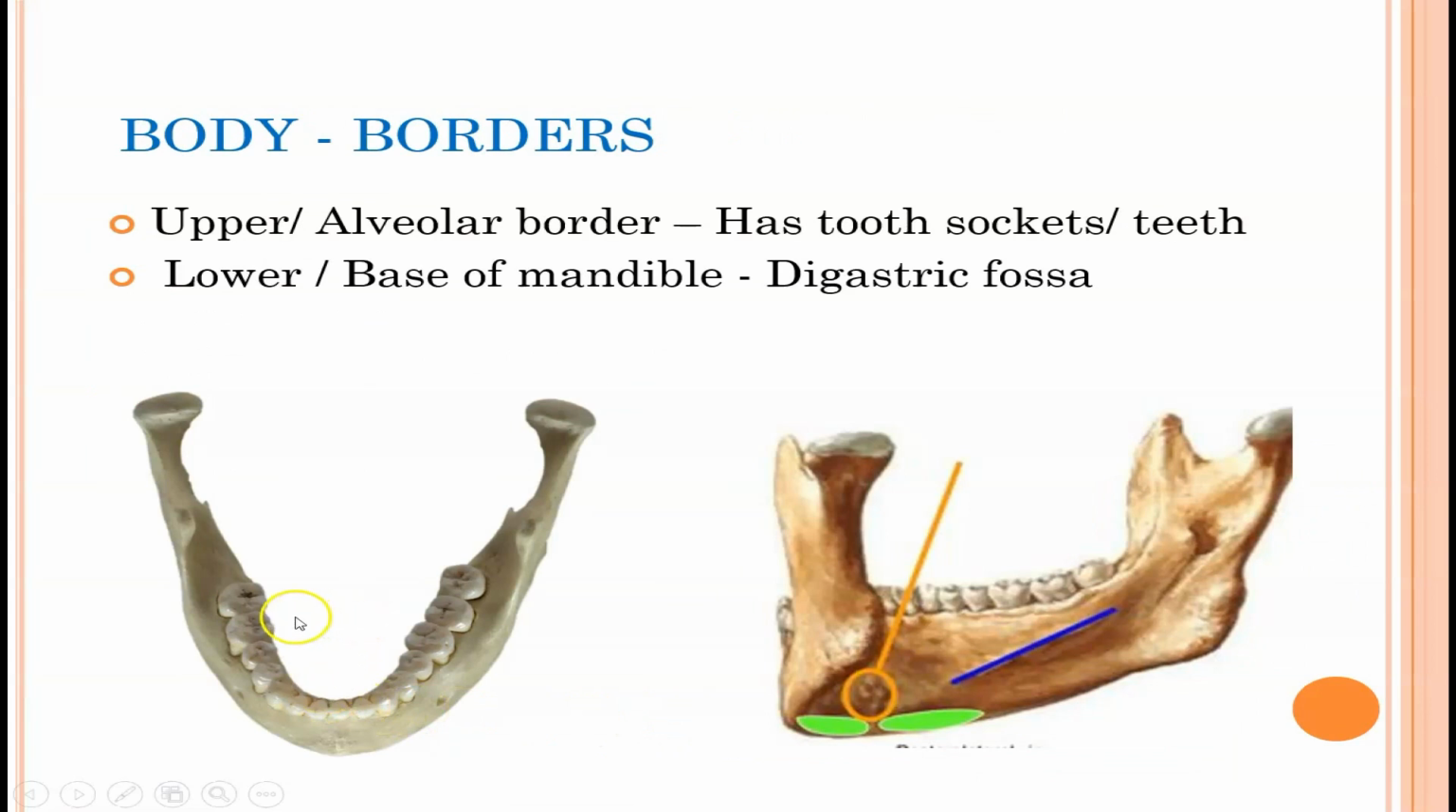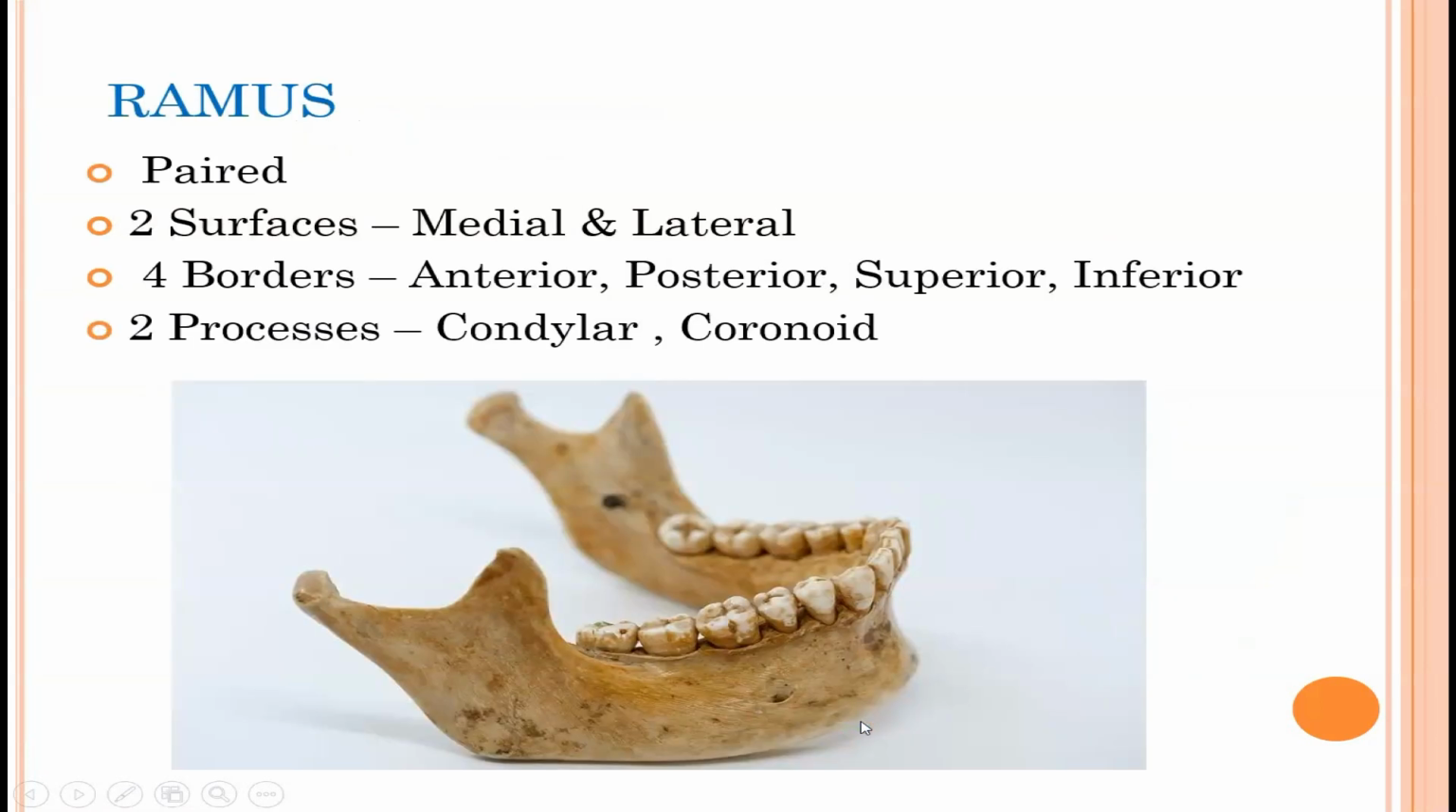The upper border is also called the alveolar border because it has the presence of teeth or the sockets for the teeth. And the lower border is called the base of the mandible. Just below the mental protuberance, we can see a small oval shaped fossa called the digastric fossa.